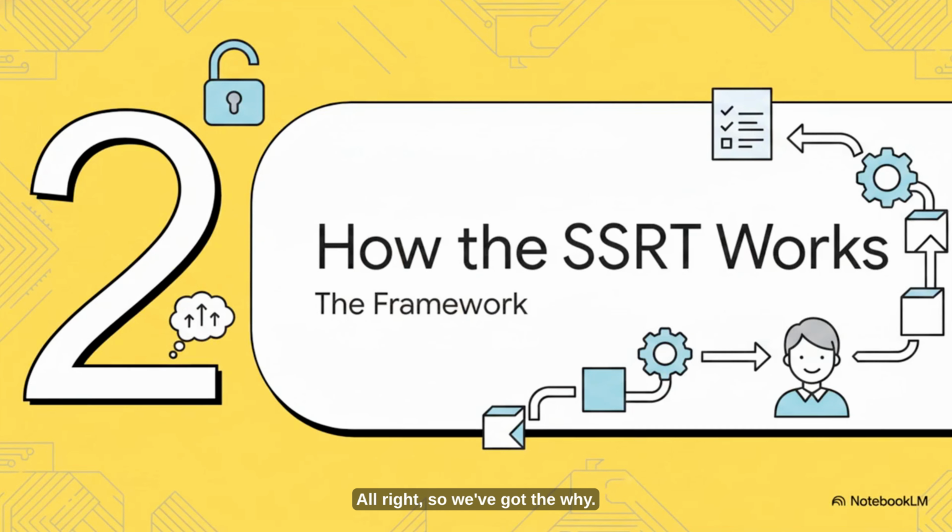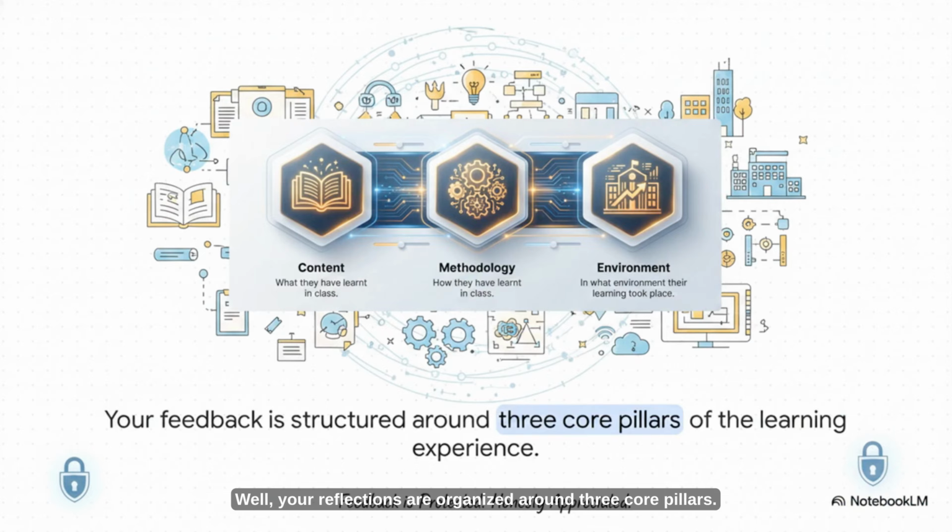All right, so we've got the why. Now let's get into the nuts and bolts. How is this tool actually structured to capture your feedback in a meaningful way? Well, your reflections are organized around 3 core pillars. First up is content, which is all about what you've learned. Next is methodology. That's how you've been taught. And finally, you have environment, which covers the whole vibe and atmosphere where your learning happens.